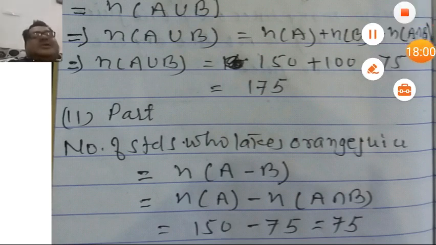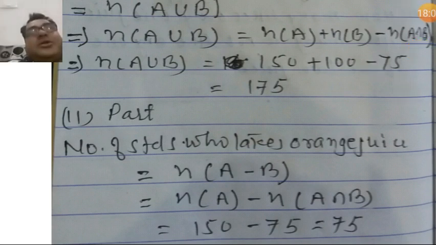Whenever you are finding the cardinal number of A minus B, you will take out those candidates who are taking apple juice also from the number of students who like orange juice. That is, the cardinal number of A minus B will be the cardinal number of A minus the cardinal number of A intersection B, that is 150 minus 75, that is 75. It means 75 students like only and only orange juice.